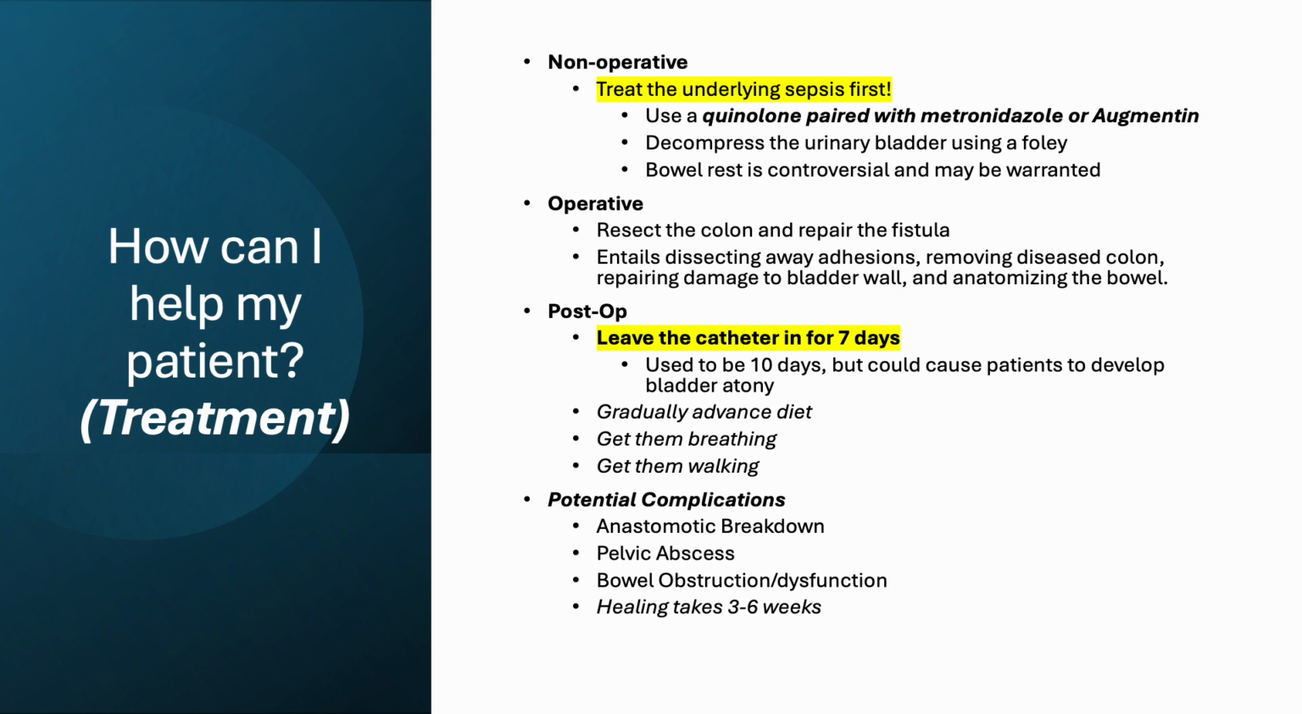So if we're going operative, we're going to resect that diseased colon, repair the fistula, and take away some adhesions, and you reanastomose. We'll talk about the arterial anatomy in a little bit, because there is a rare complication that can happen that might be tested.